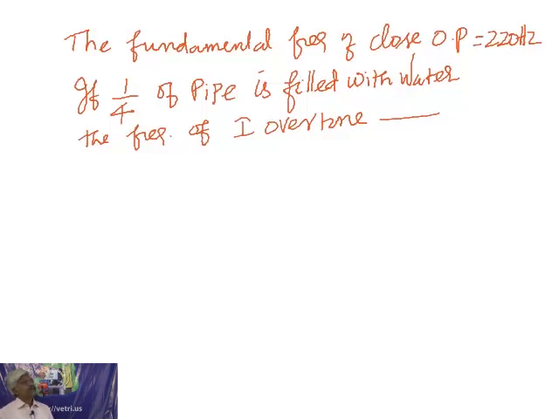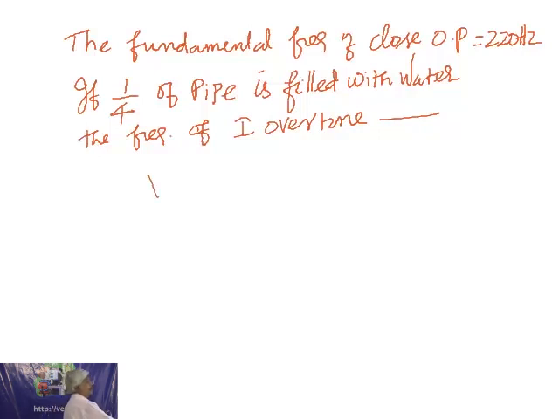The fundamental frequency of a closed organ pipe is 220 Hz. If 1/4 of the pipe is filled with water, what is the frequency of the first overtone? So one thing here we have to remember is that we are studying the organ. Organ means air. Any instrument operated by air is called organ. So in this pipe, 1/4 of the pipe is filled with water, which means the remaining 3/4 is air. That is a point to be noted.